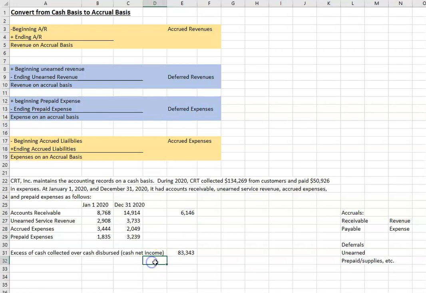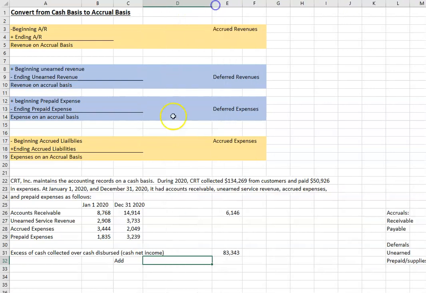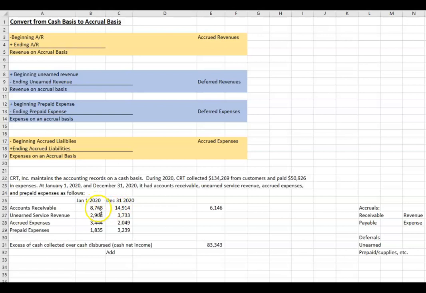So over here, I'm going to say add, and then say that we had an increase in accounts receivable because we went from 8768 up to 14914. So we're going to call that an increase in accounts receivable. And the number that we need to use is a plus 6146 because that's the number that we got right there.